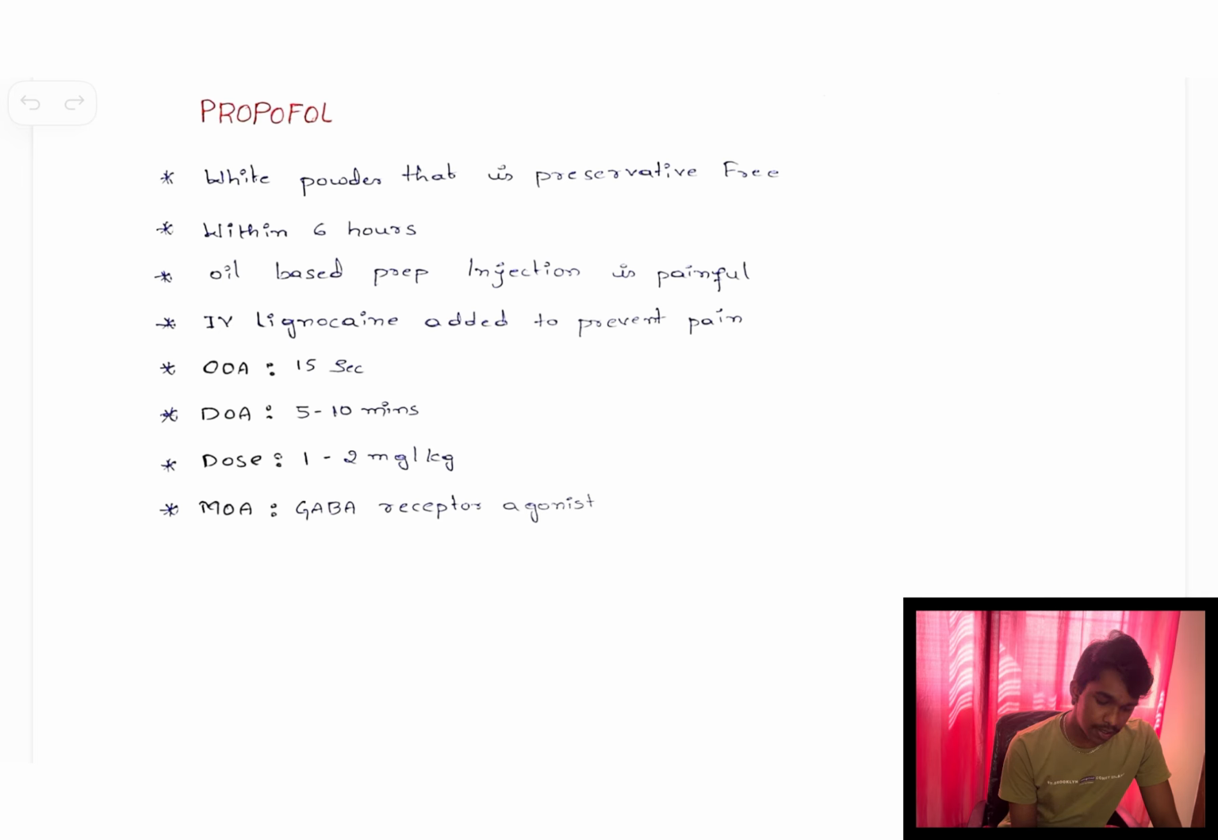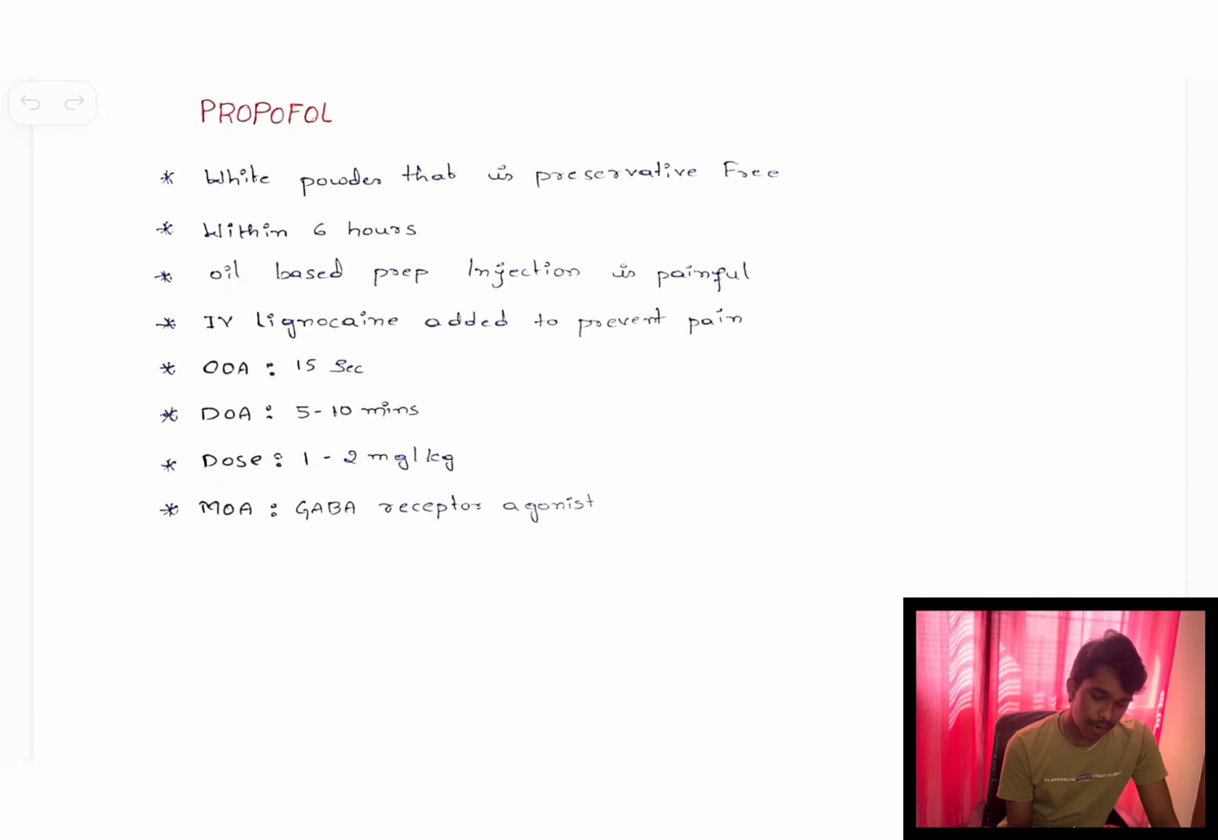And onset of action is 15 seconds. It is also faster. And duration of action is 5 to 10 minutes. Okay. Dose will be 1 to 2 mg per kg. In ketamine it was 2 mg per kg. In thiopentone 4 to 5 mg per kg. In propofol the dose will be 1 to 2 mg per kg.